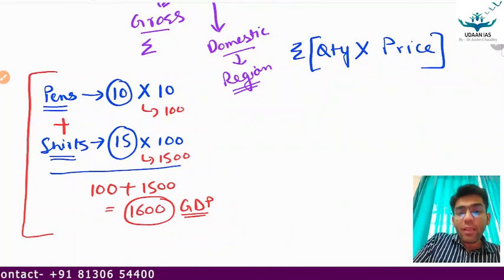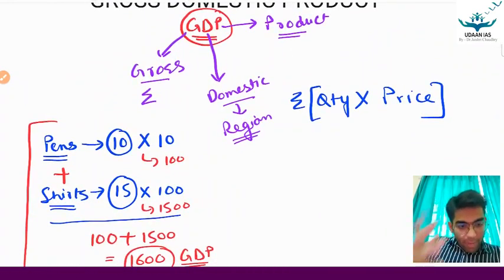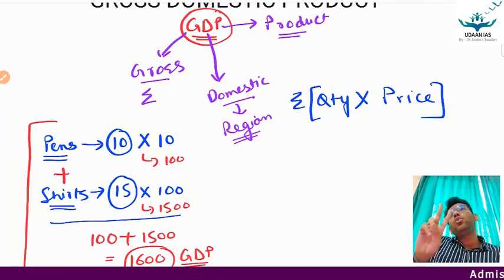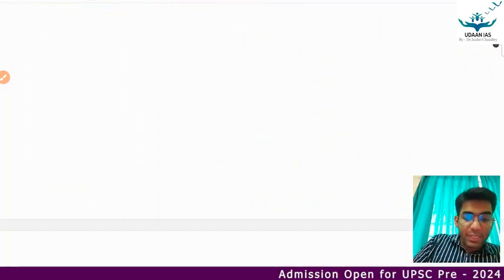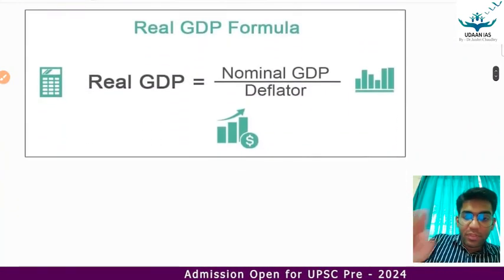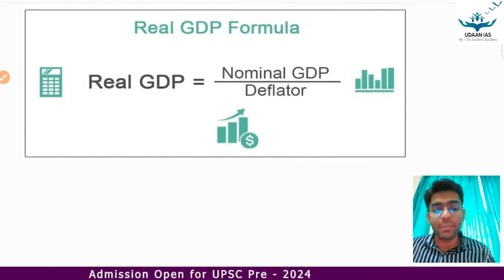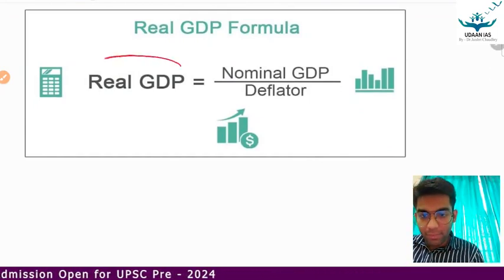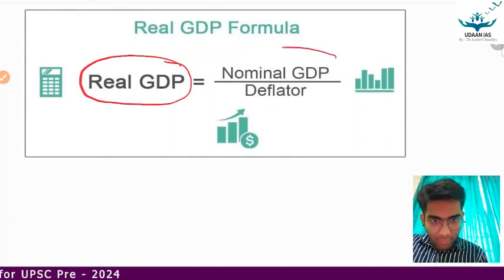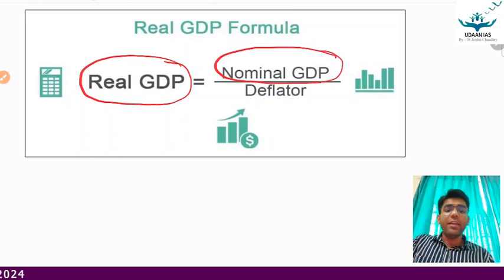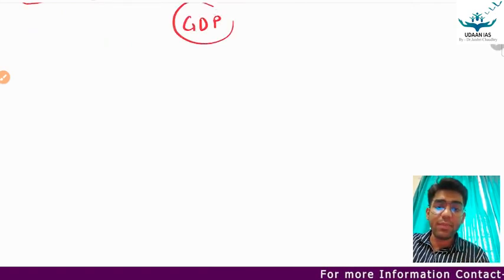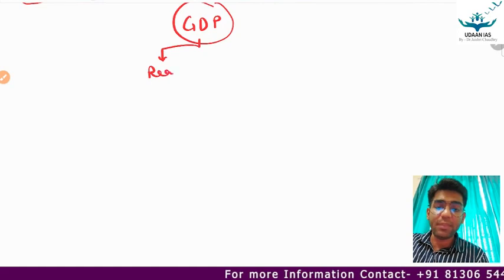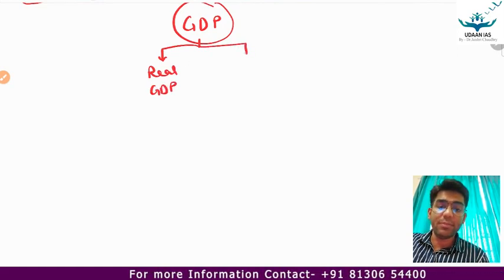Now, the thing that comes to our mind is that there are two main keywords you have to understand whenever you are talking about GDP. Those keywords are real GDP and nominal GDP. You have to remember two keywords: number first is your real GDP, and number second is your nominal GDP. We usually understand GDP in these two ways.